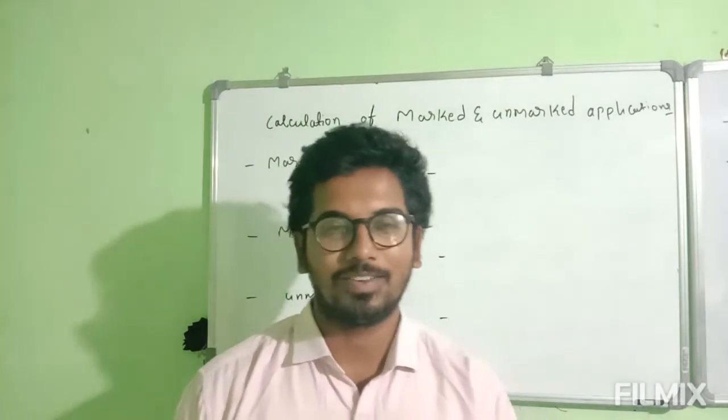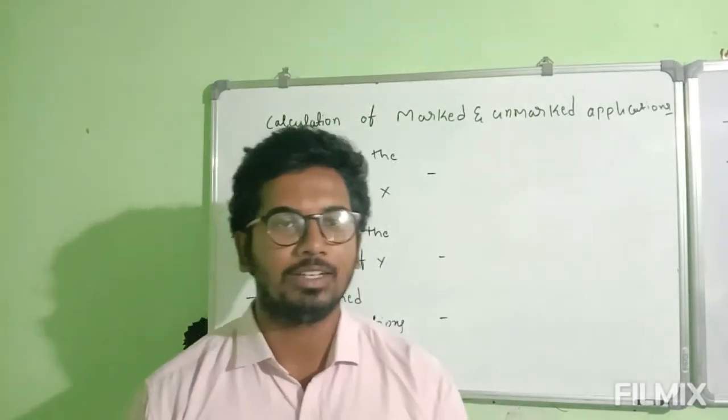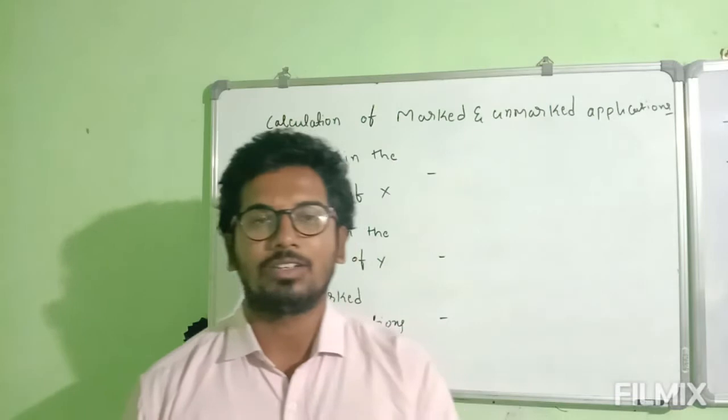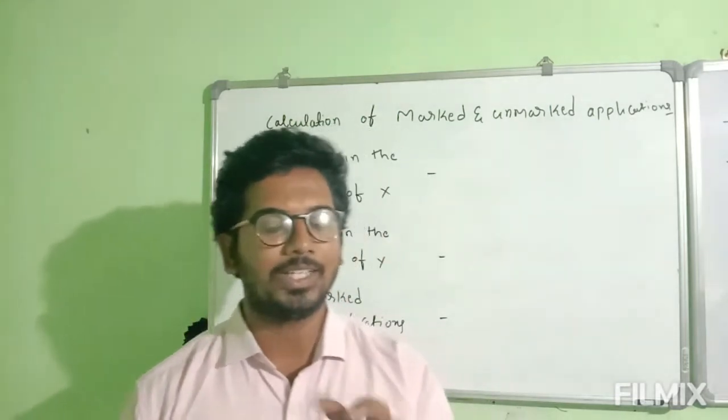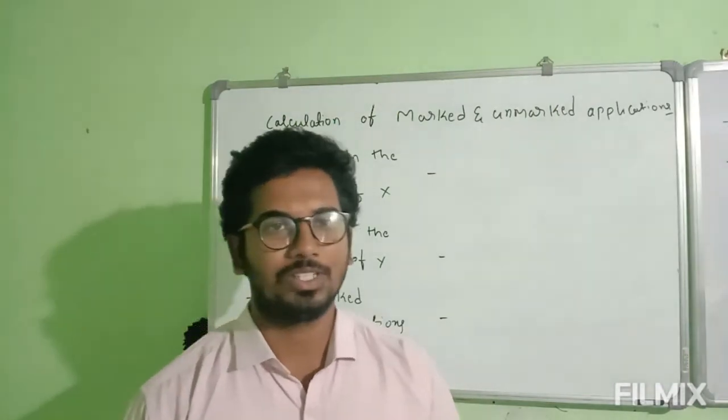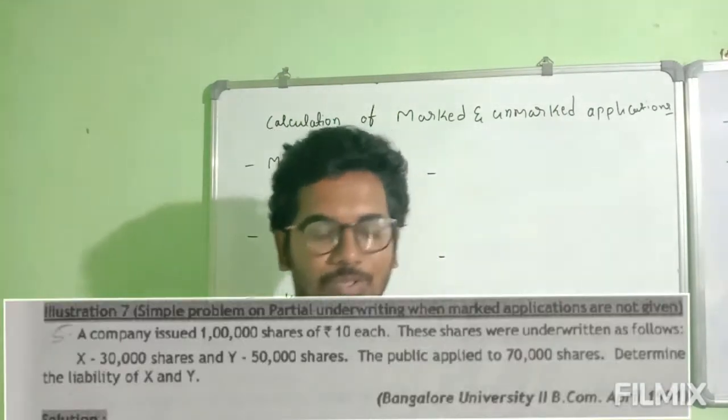In the last class, we saw some sums on underwriting, 6 mark sums. So that is complete underwriting. Now we can see some more sums on partial underwriting. It also holds only 6 marks questions. I'm reading the question, so just go to the question.